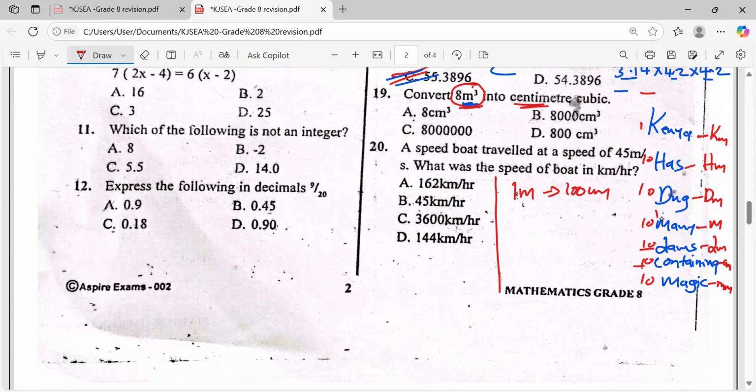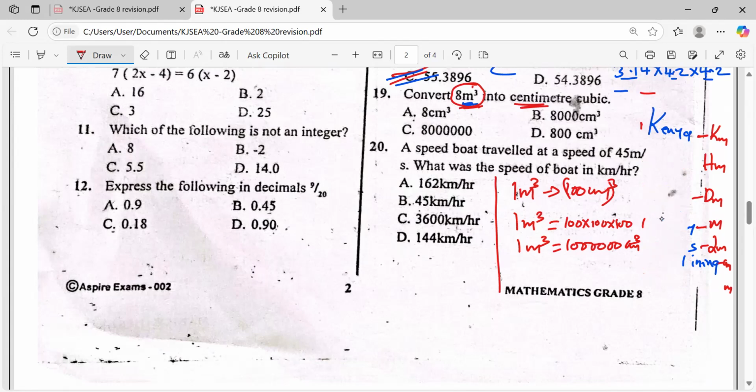Now, that will mean that if we cube here, we are going to have 100 centimeters cubed. 1 meter cube is 100 centimeters cubed, so 1 meter cube is equal to 100 times 100 times 100. How much is it? 1 meter cube is equal to 1,000,000 centimeters cubic. Let me wrap this one for the sake of space.